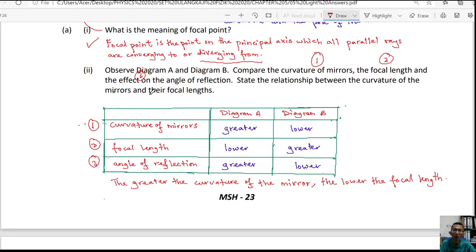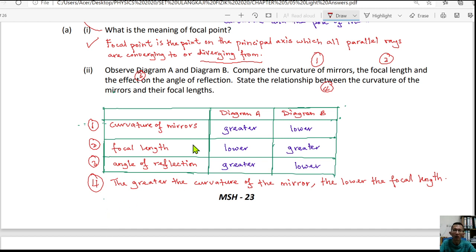Okay, so we go back to the question. So the angle of reflection is greater in A, lower in B. So we have answer 1, 2, and 3. If we read on, state the relationship between the curvature of the mirrors and their focal length. So that is the fourth part in the question. So here is number 4 here.